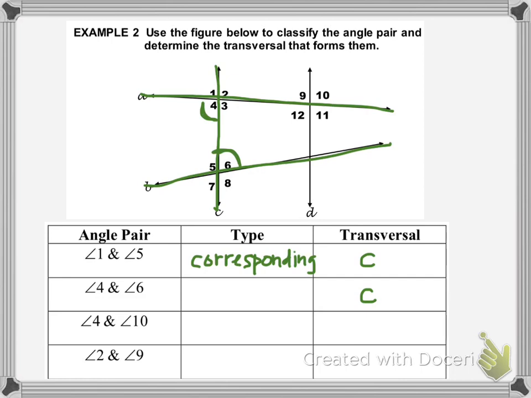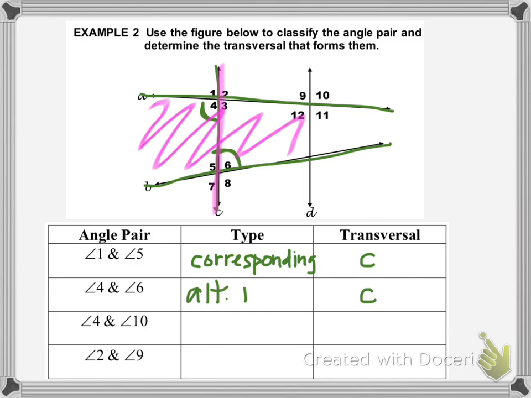Now 4 and 6 are both in the interior part of those two lines. So there's some kind of interior, and because they're on different sides of this transversal, 4 is on the left, 6 is on the right, they are alternate interior angles, and I'm going to abbreviate that. They're on the interior and they're on different sides of the transversal, so they're alternate.